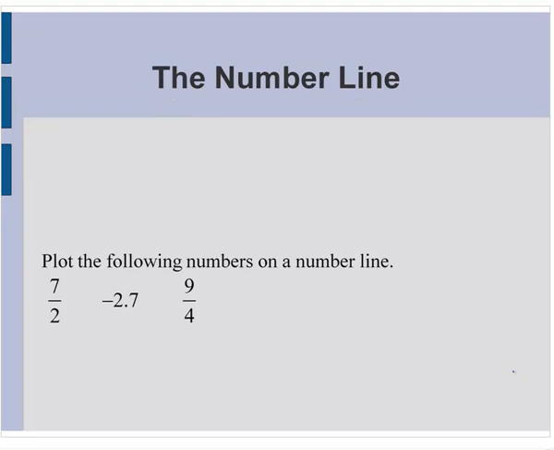Speaking of the number line, let's get some practice with it. Here we are asked to plot the following numbers on a number line: 7 halves, negative 2.7, and 9 fourths. All right, so let's get a number line on here. And let's see, 7 halves. Well, 7 halves we can show is the same as 3 and 1/2. Similarly, 9 over 4 is the same as 2 and 1/4.